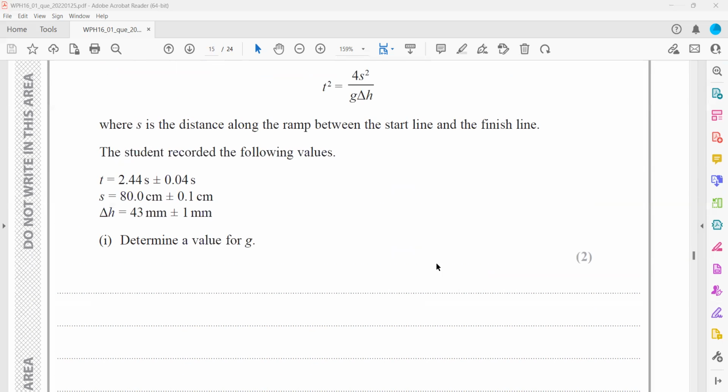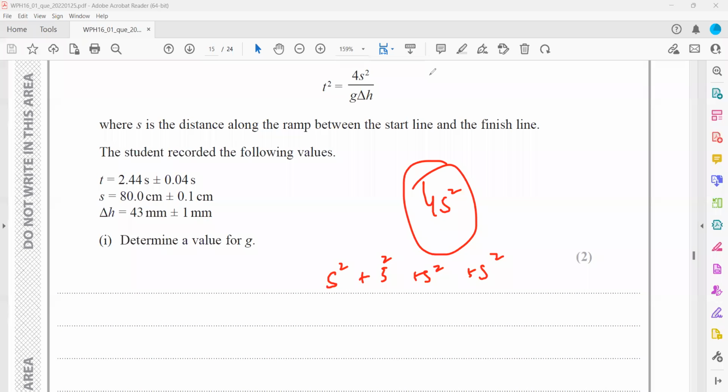Why did we not include 4? Because 4 is a constant. This constant will not have any uncertainty. But if sometimes they ask, what is the uncertainty in 4s square? 4s square means s square plus s square plus s square plus s square. So we'll find the percentage uncertainty in s square and then add 4 times. So it will be first multiplied by 2 and then multiplied by 4.